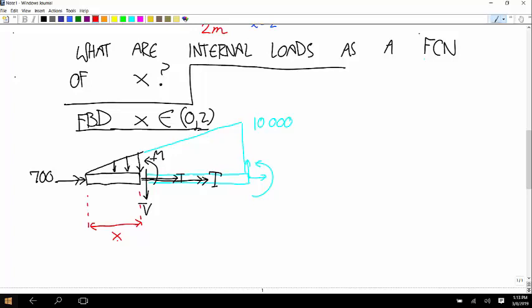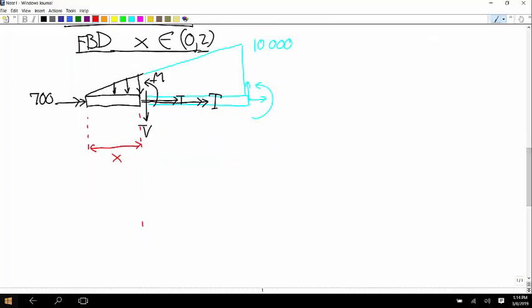Well, before we can do this calculation, we have to represent that distributed load as a point force. And so we have to think about this distributed load as a shape. It has a base of x. We don't know what that x is, so we just have to leave it like that.